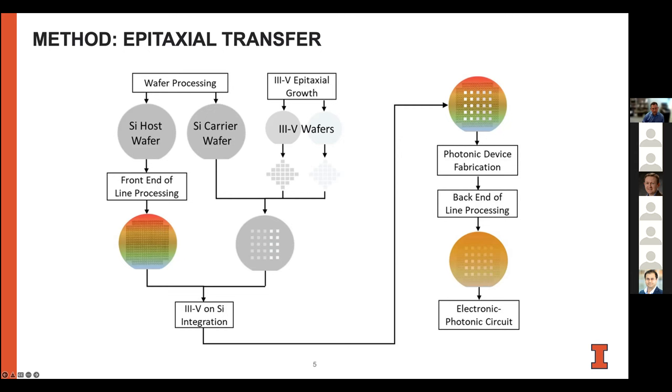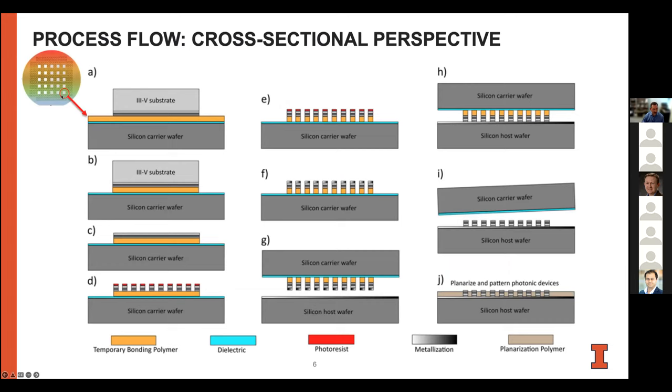If we look at an edge-on view of what this process looks like, following a single island through the process, we start again by mounting our 3-5 material epi side down on the silicon carrier wafer. We can then go through a lapping and polishing process followed by a chemical etching and dry etching to reduce the material to the thickness of the epi itself.